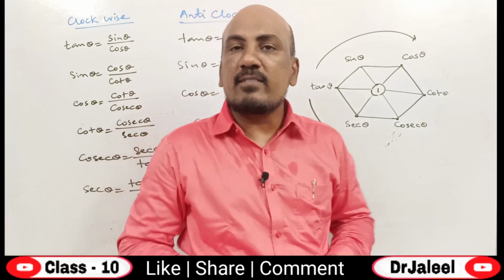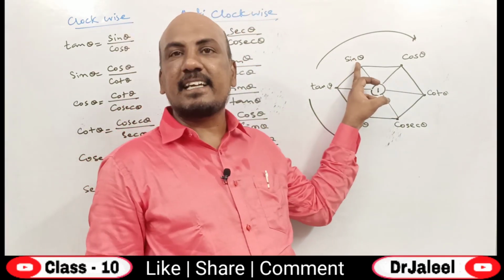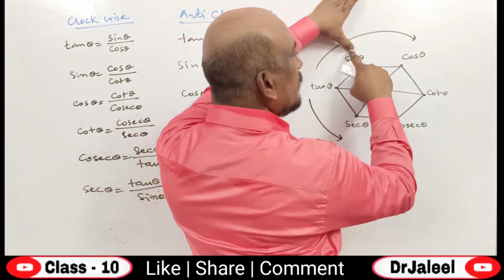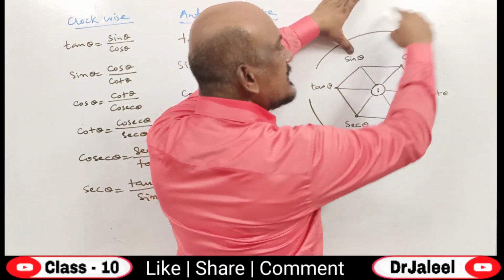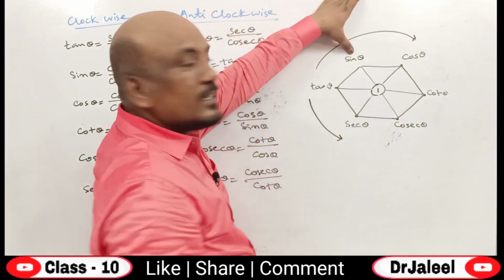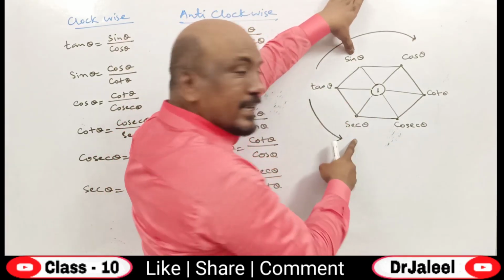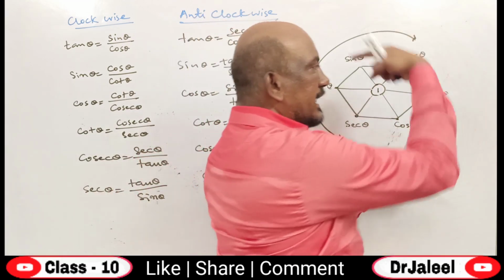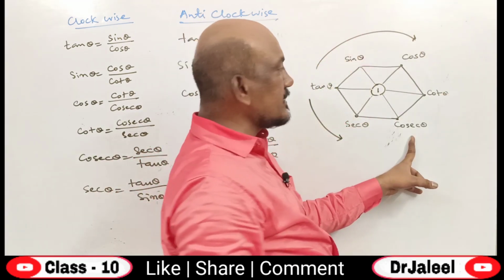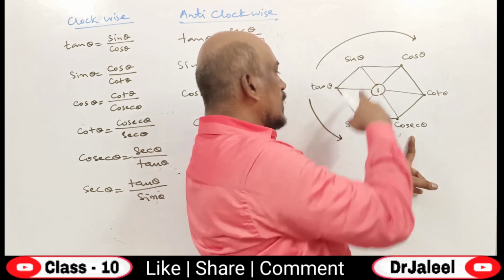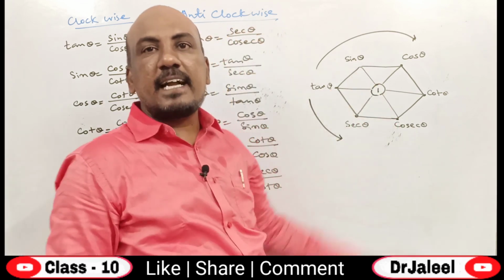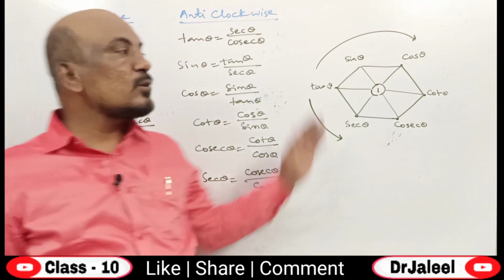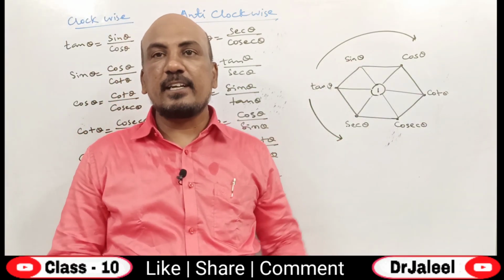So children, you can write in any way. Suppose you want sin theta. Sin theta you can write in anti-clockwise or clockwise way. If you go clockwise, sin theta is equal to cos by cot. Anti-clockwise you can write tan by sec theta. Take cosec theta: anti-clockwise, cot theta by cos theta, or clockwise, sec theta by tan theta. So this is how you can have these 12 relations between the trigonometric ratios.